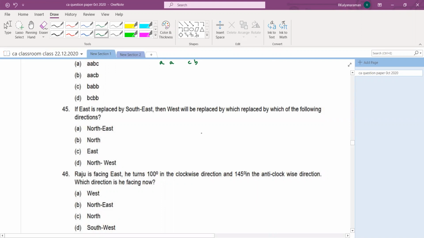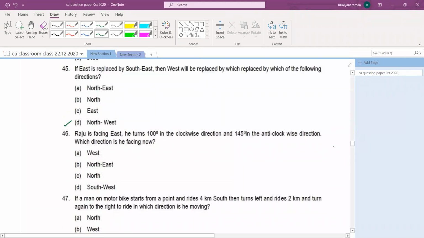Southwest is not there, so I think we have to go with northwest. If Raju is facing east, he turns 100 degrees in the clockwise direction. So he is facing east means he is facing towards Bengal. So you have north, west, east, south. He turns 100 degrees in the clockwise direction. He is facing east. Clockwise direction is here. 100 degrees he goes.